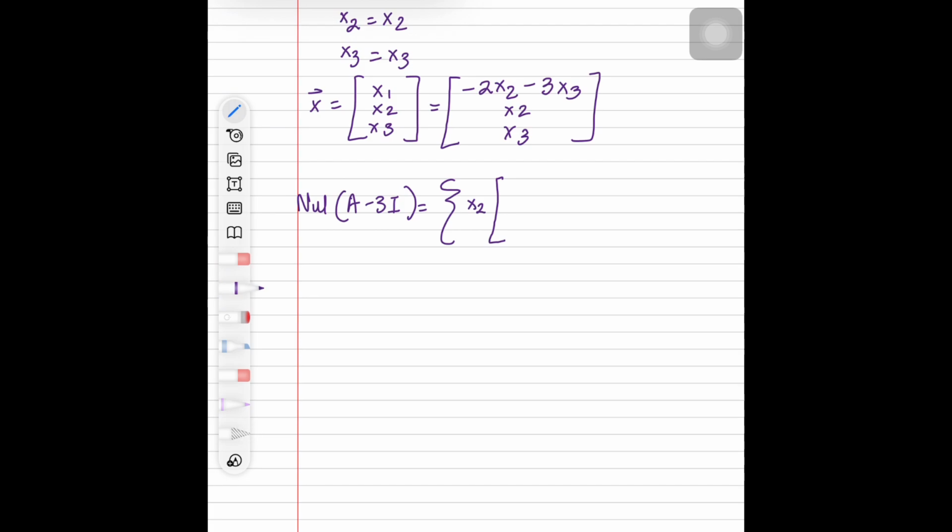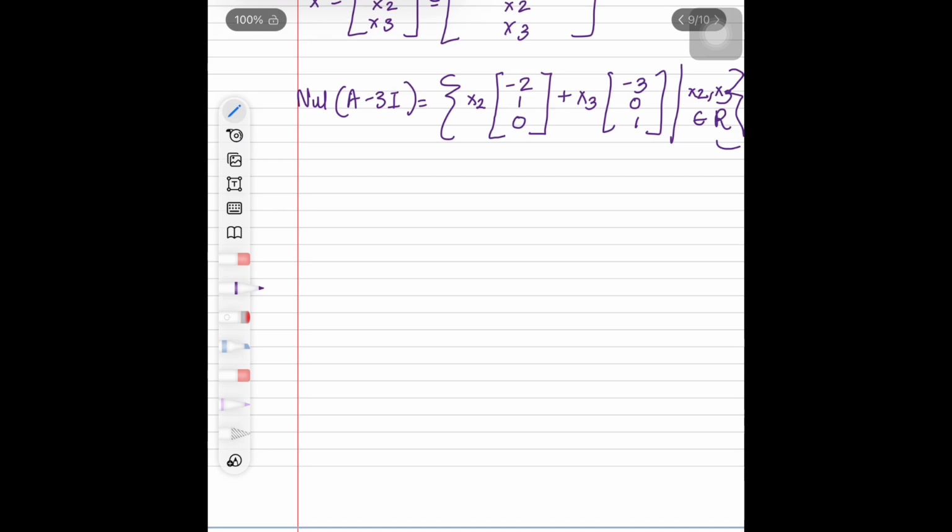Okay. So x2 times, we see negative 2, 1, and 0 since just x3 in the third row. So negative 2, 1, 0 plus x3 times negative 3, 0, 1. Make sure to write that x2 and x3 are an element of real numbers, or they're just real numbers. So just write it that way. It'll get your point.